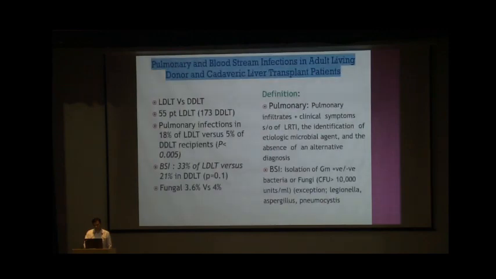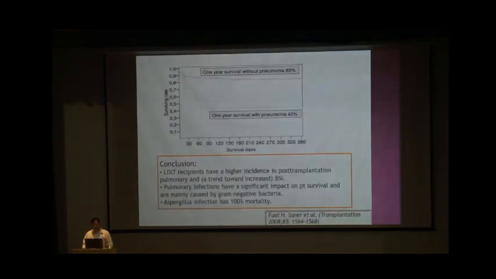This is another study by the German group which looked into partial graft and whole graft. They looked into two infections, that is pulmonary and bloodstream infection. Pulmonary infection was present in 18% of the patients with LDLT and only 5% of patients with DDLT. And in bloodstream infection also there is an increased risk in LDLT, though it was not statistically significant. These are the definitions they used for pulmonary and bloodstream infection. They found that sepsis affects survival, particularly in patients with severe pneumonia. The sepsis group had a very low 1-year survival, that is 42%.